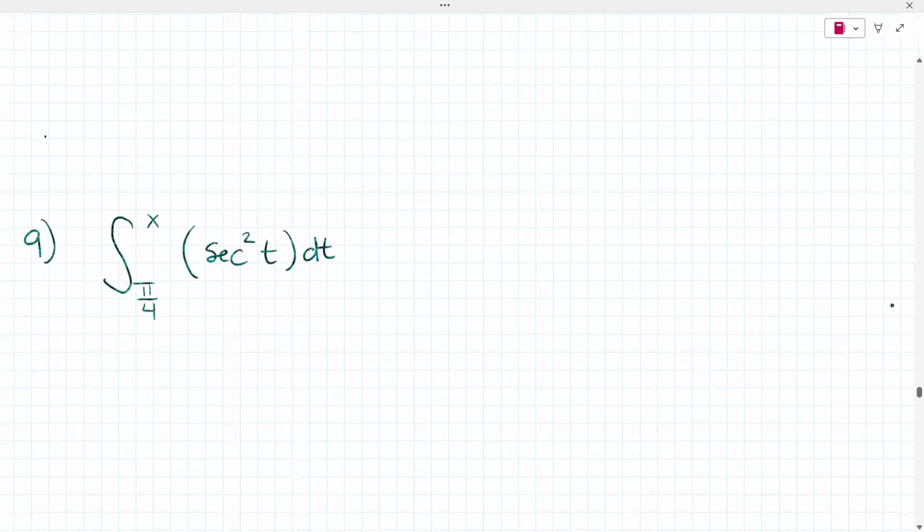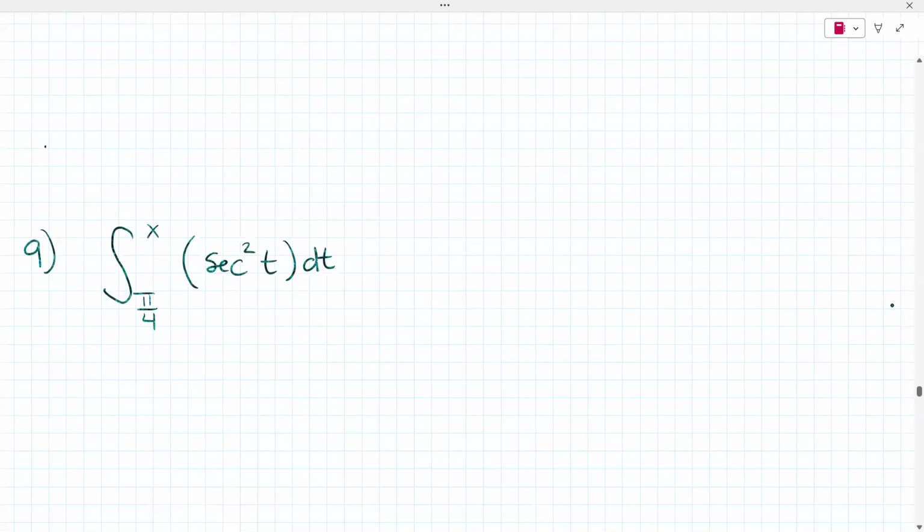Example 9. What is the integration from pi over 4 to x of secant squared t dt? Well, the integral of secant squared of t is the same thing as tan of t, right? So this is your identity. So this just becomes tan of t. I think it's one of your Pythagorean identities.